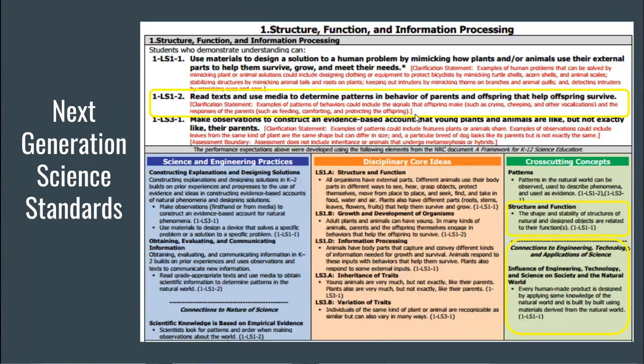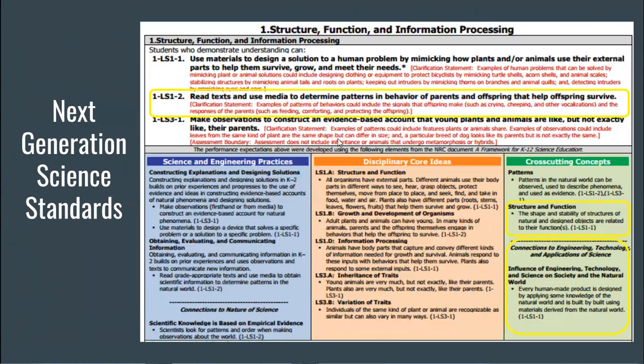So in your handouts, you can look at these standards, and this is one I took a snip of, and you'll see that at the top we have LS1-2. This is a first grade standard to read texts and use media to determine patterns in behavior of parents and offspring that help offspring survive. And in that they are also looking at structure and function. So what things do animals have that enable this, and how can we connect that?